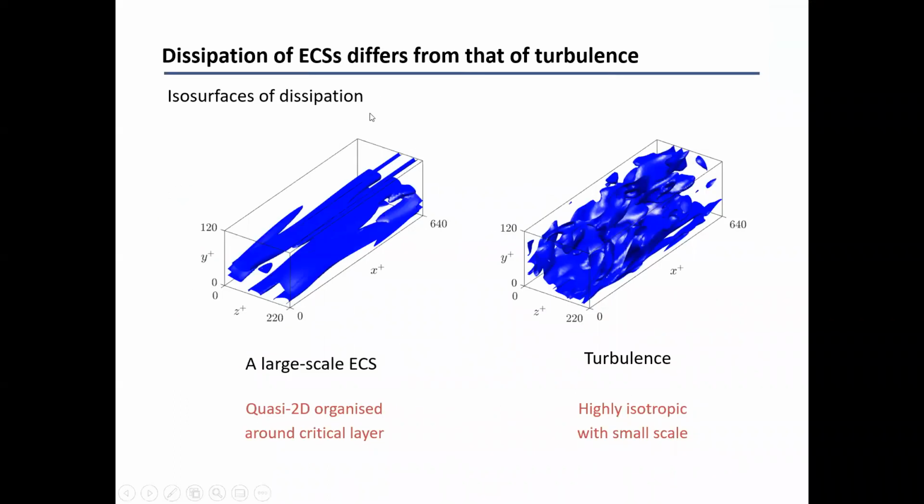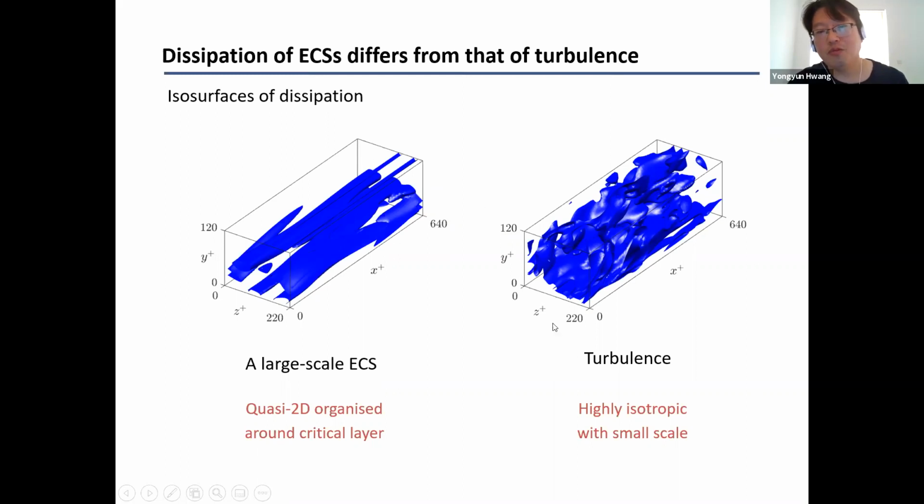So I have one particular solution. I just visualize the dissipation of one exact coherent state here. You see that the dissipation isosurface is highly anisotropic, and also it is elongated and roughly quasi-2D. It doesn't have a fully three-dimensional structure. And also it is organized around the critical layer.